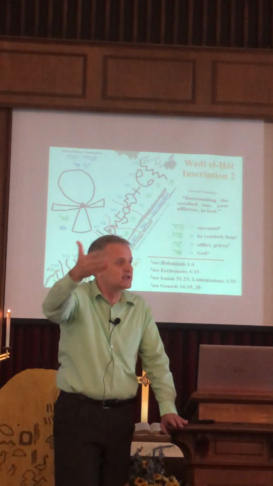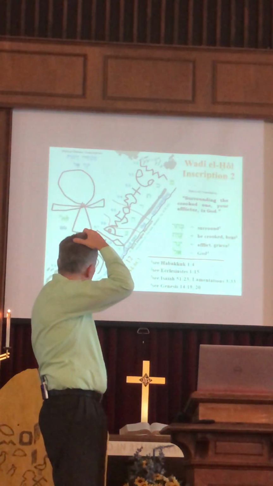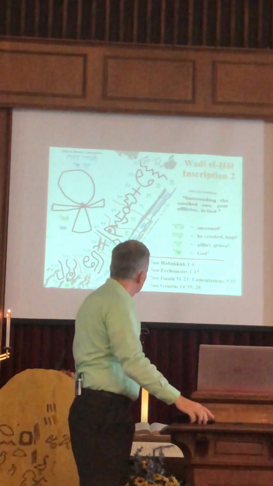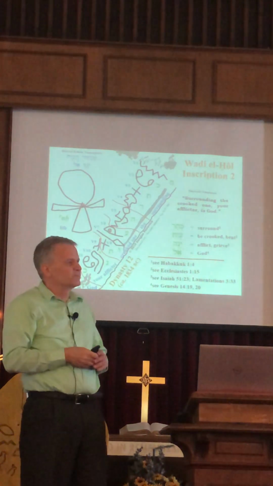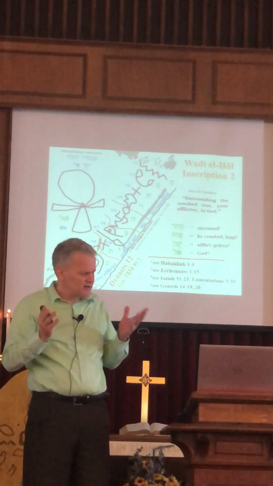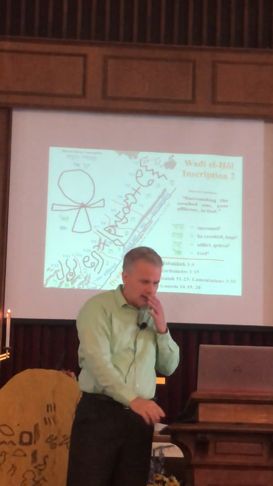What is it that I can use here to help me understand who or what it is surrounding the crooked one, your afflictor? It's God. So how does this work? What is the meaning of this?